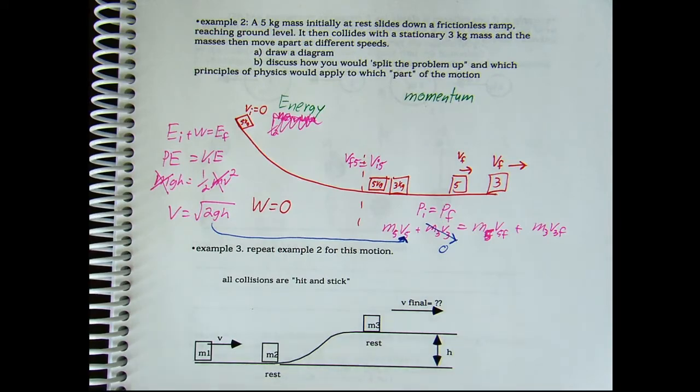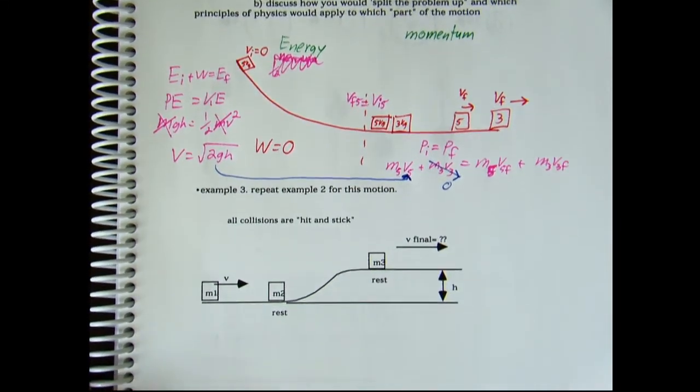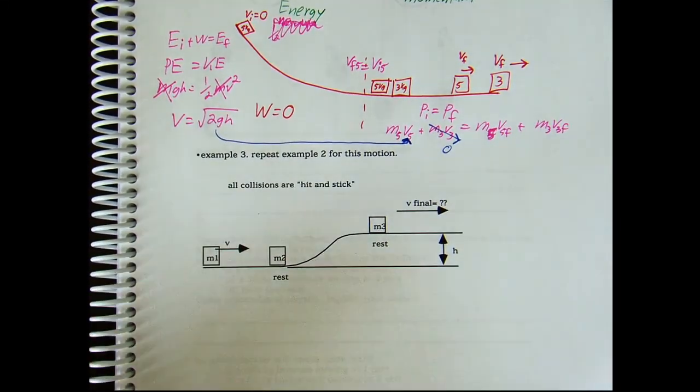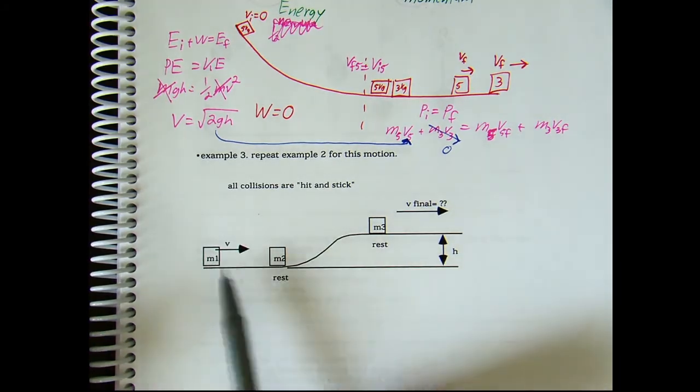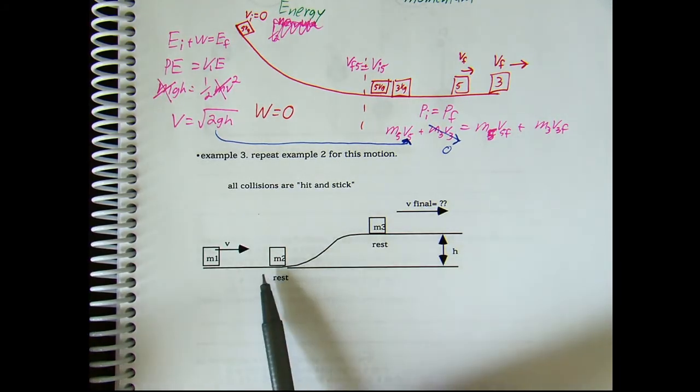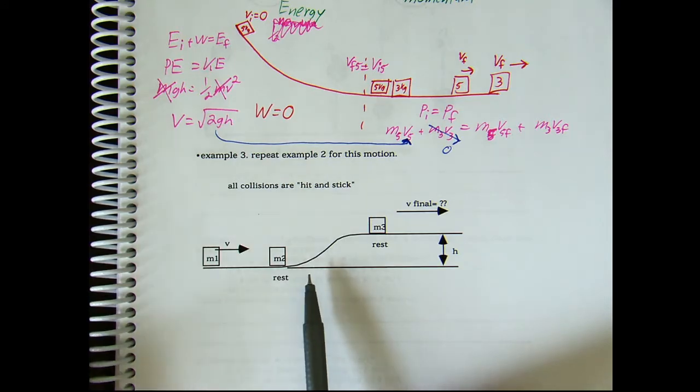Same thing with this one down here, example 3. The question is, how do we actually split this thing up? Well, what's going on here? Based on the picture, we've got M1 connecting with M2. It's going to kick this one up here. Do they stick? I don't know. Oh, actually, we do know.